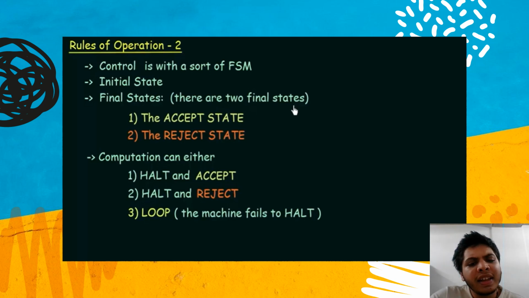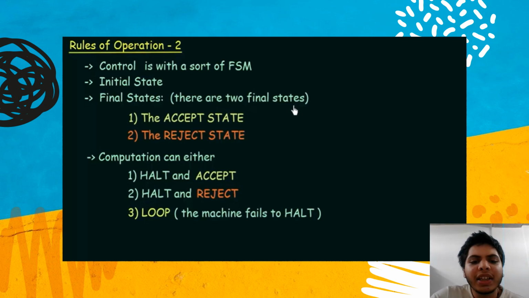And then there is another thing that we need to know: when does the computation of a Turing machine halt? Halt means when does it come to a stop? So computation can either halt and accept. That means when you reach an accepting state, when the string is accepted, at that time the machine comes to a halt, or the machine stops. And then the second case is that it halts and rejects. That means when a string is not accepted and it comes to a reject state, then also the machine halts. So coming to the reject state, the machine also stops its computation.